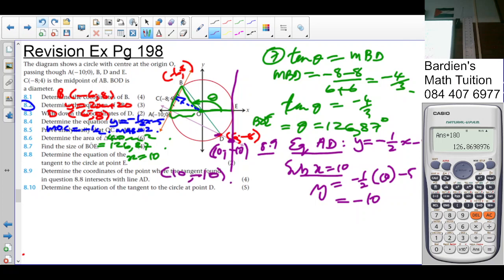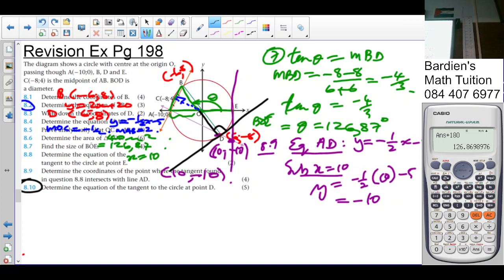10. Alright. Determine the equation of the tangent of the circle at D. So the equation of the tangent, a very important question, 4 marks in almost any end of the year paper 2. Always. You must know how to do this.